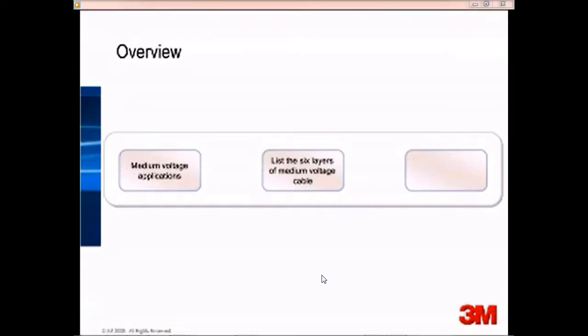What's medium voltage? What's high voltage? What's low voltage? 100 to 1,000 volts, that's low voltage. Well, it all depends on what we're talking about. Alabama Power considers high voltage and low voltage completely different than what we consider high. So in our house, we say low voltage is 120, high voltage is 240.